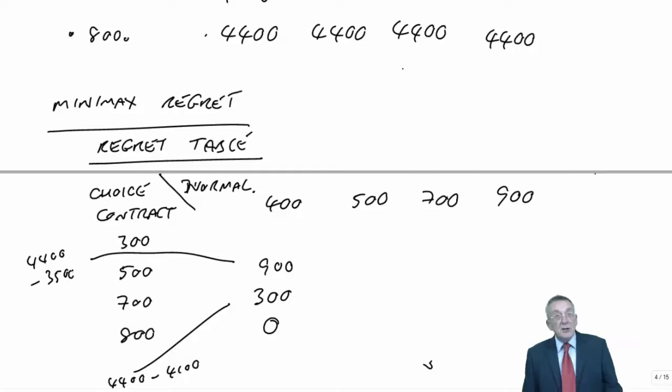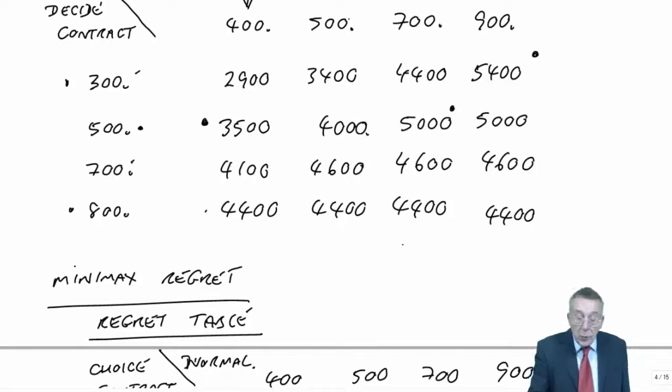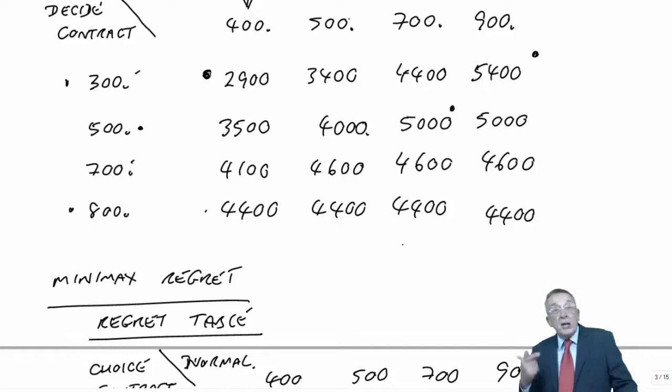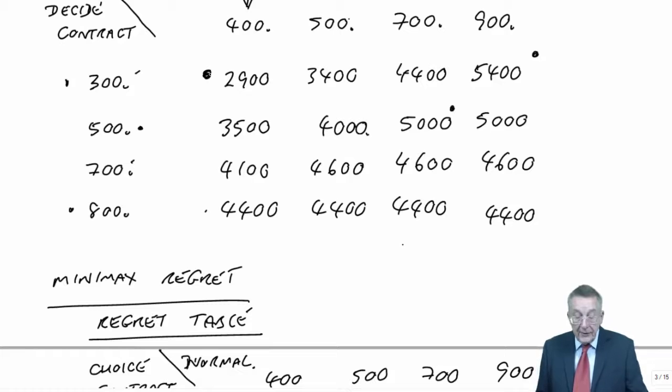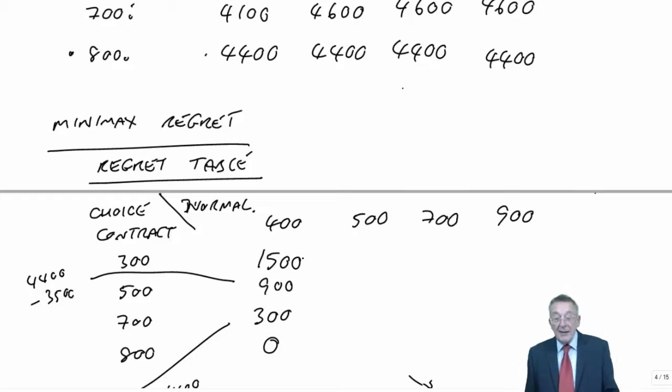So in each case, we're saying how much have we lost by having made the wrong decision as against what we could have had if we'd made the right decision. And so finally on 400, if normal demand is 400, if we'd have chosen a contract size of 300, we'd have got 2,900. We could have got 4,400. And so we've lost the difference of 1,500. So in each case, there's the regret we'll feel, the loss we're effectively making by having made the wrong decision.